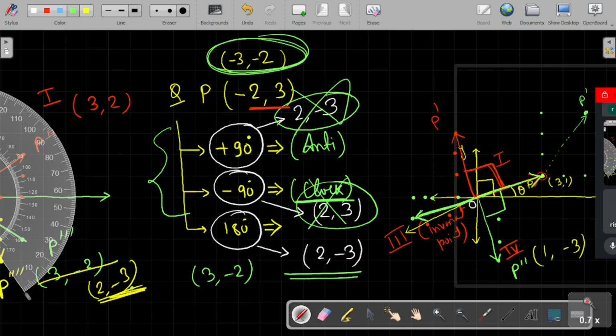By these two lines. For 180-degree, please write. Sir, can I go to the bathroom quickly? Yes, yes, very quickly.